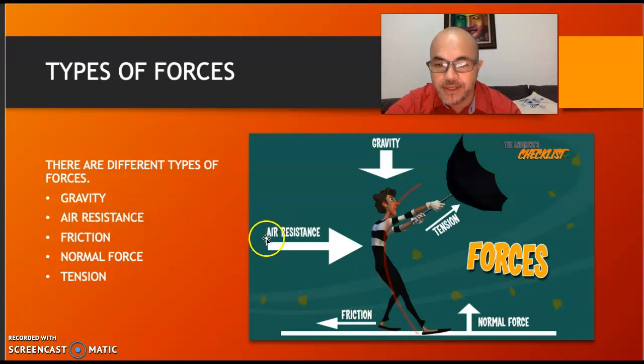Air resistance is the force that pushes against you when the wind or the air blows in front of your face. You tend to go back and say, oh, there's too much wind, and that's air resistance. For example, if you're running and you have too much air in front of your face, you're going to slow down and run slower.